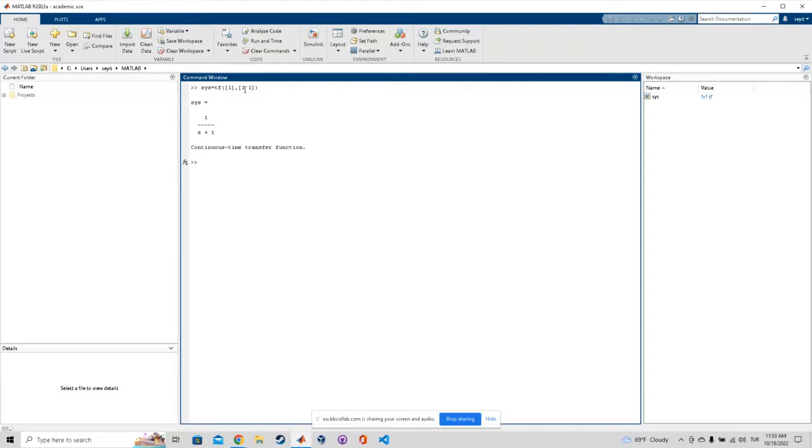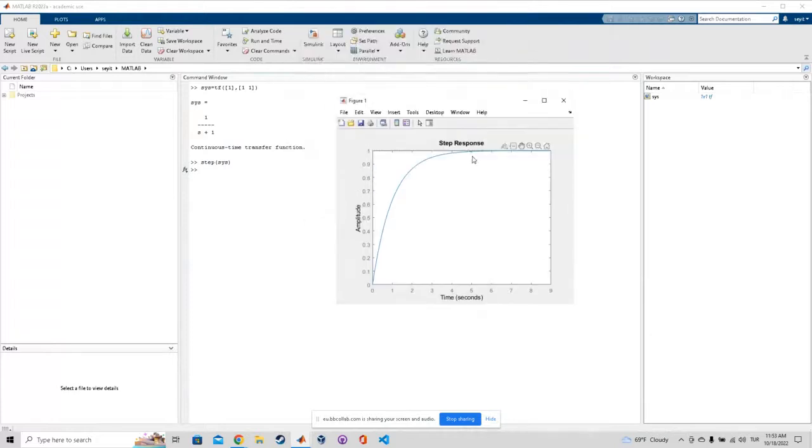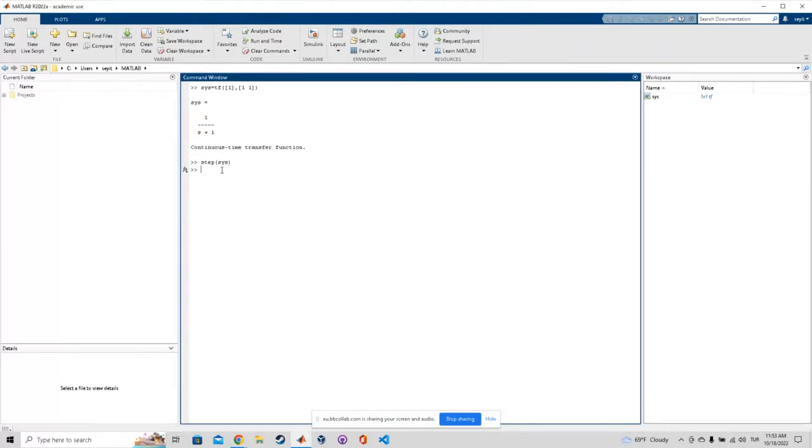Also, you can plot your step response, or say like step, this one. You just write step, open parentheses, and you write your system in it, hit enter, and it will give your step response. You see here, it gives you the step response of your system. This is amplitude, this is time. Let's close it, let's go on.